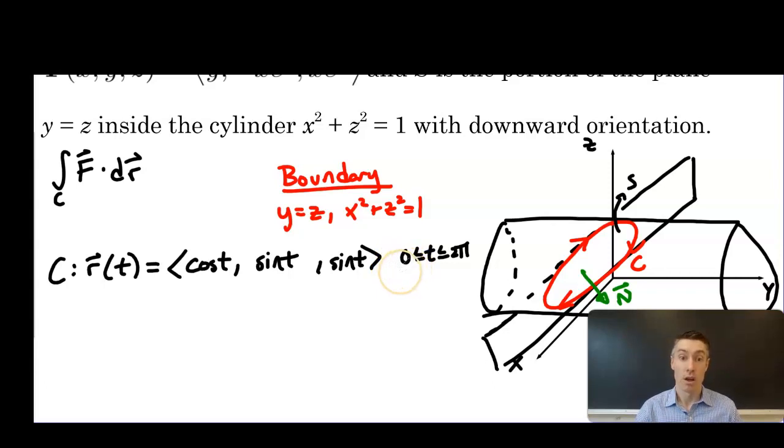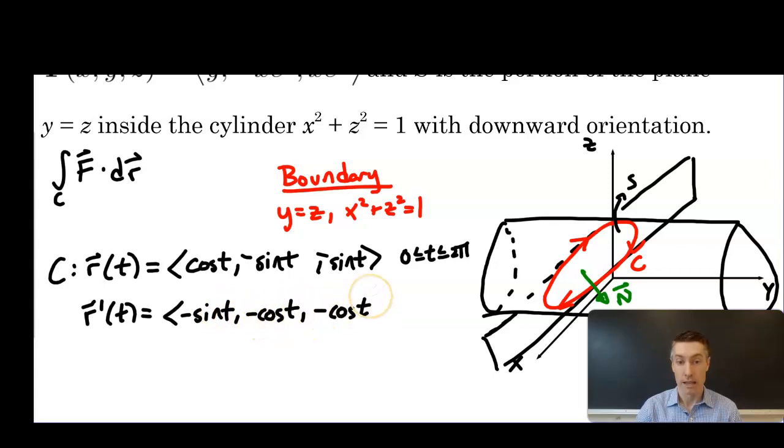So we have two choices. We either leave it alone and negate our line integral, or we can adjust the parameterization so that it moves in the clockwise direction. If we make the adjustment, we would negate the sine part there. If you'd rather leave it alone and negate your line integral, that's fine too. Just don't forget to negate your line integral. So we have r prime of t equals negative sine t, negative cosine t, negative cosine t.